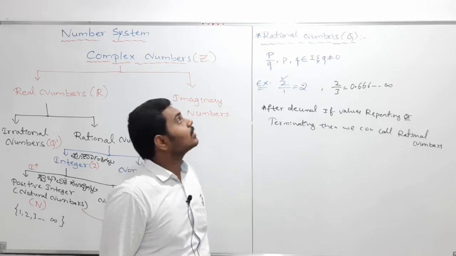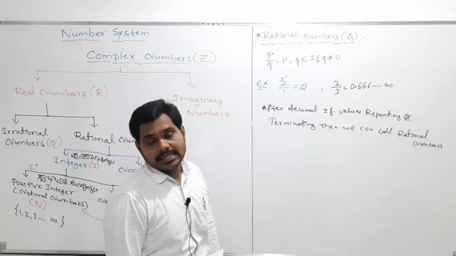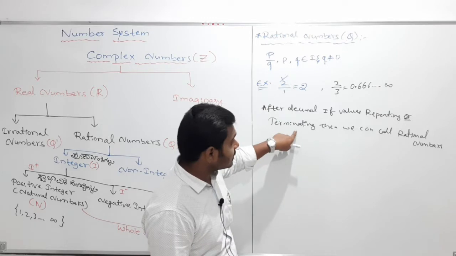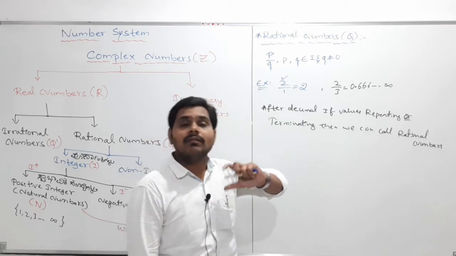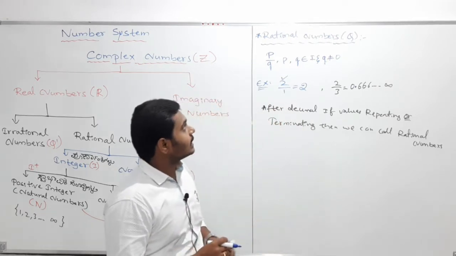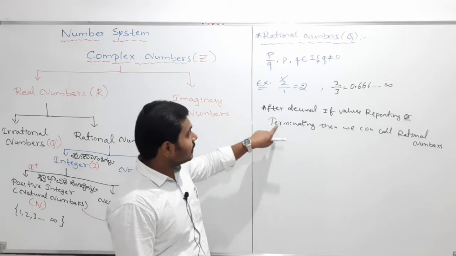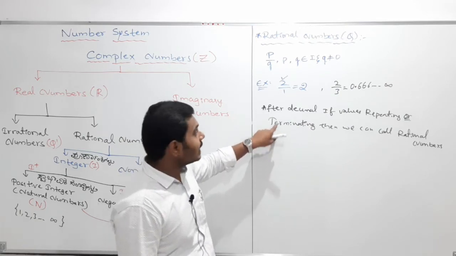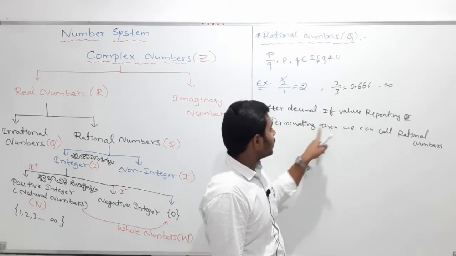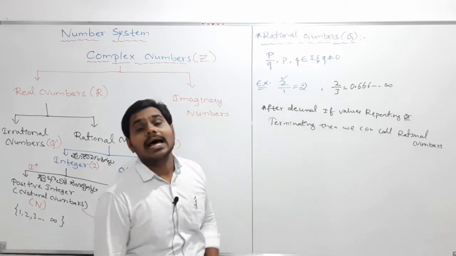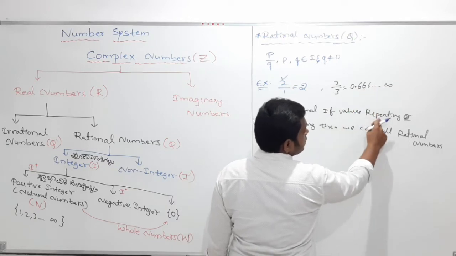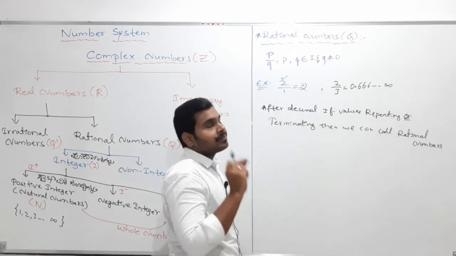So there are two definitions we use to conclude whether a given number is rational or not. You should use the first definition and also check this definition, because sometimes even though a given number is in the form of p by q, we cannot call it a rational number. For that reason we use this definition. We should divide, and after the decimal point, if the values are repeating or terminating, then only can we call it a rational number. Clear? If after the decimal point the values are not repeating and not terminating, then we can call such numbers irrational numbers.